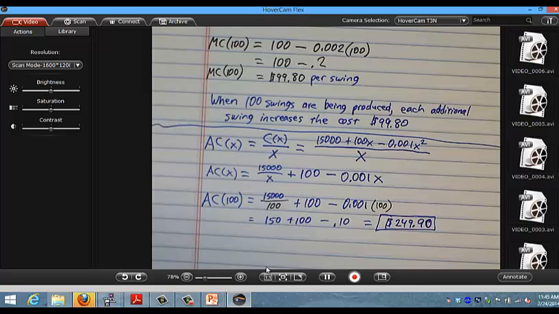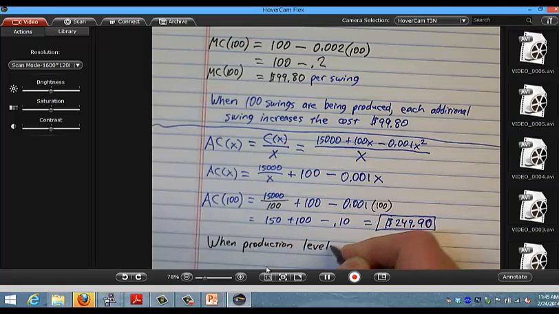So this is true. All right, so we did the average cost. Interpretation. How do we interpret it? Go ahead, Matt. Cost to produce 100 patio swings is $249.90 per swing. Good. I'm going to say when the production level is 100 patio swings.